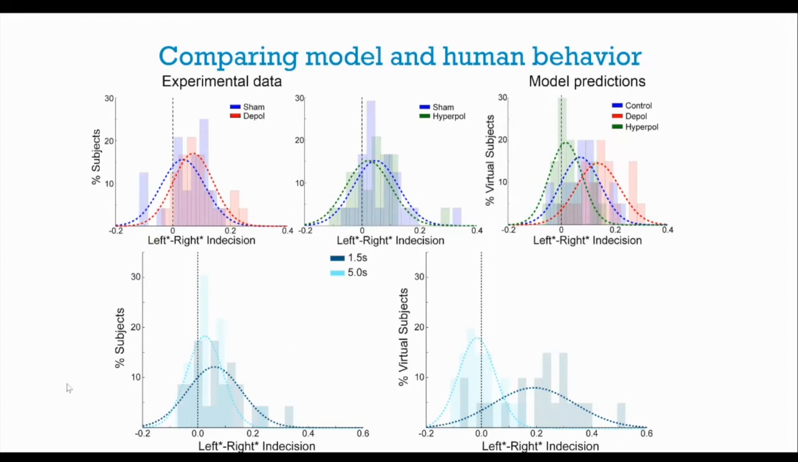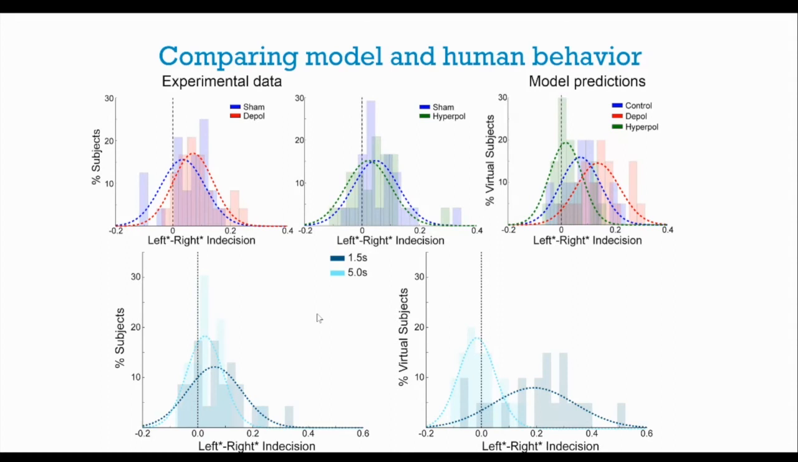Indeed, you get a polarization-specific effect: the decision bias is increased and decreased, vice versa, for depolarizing and hyperpolarizing stimulation. And that is really dependent on the intertrial interval. For longer intertrial intervals, shown here at 5 seconds, the effect is almost disappearing.